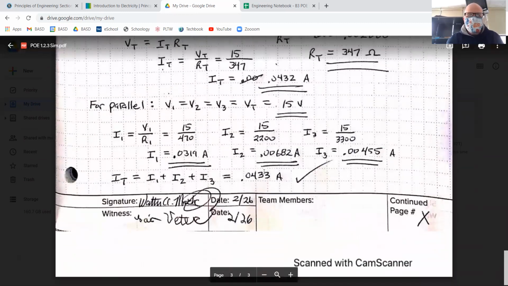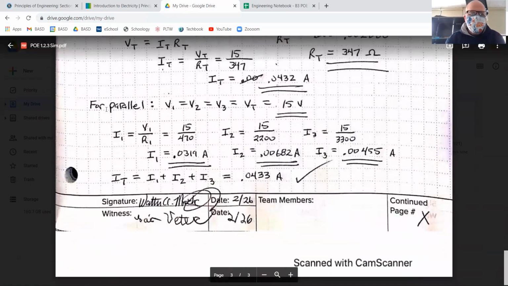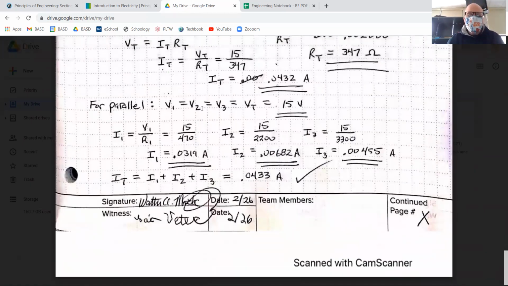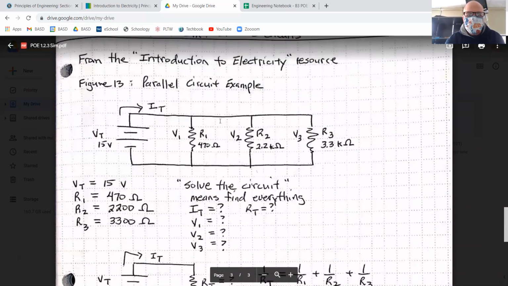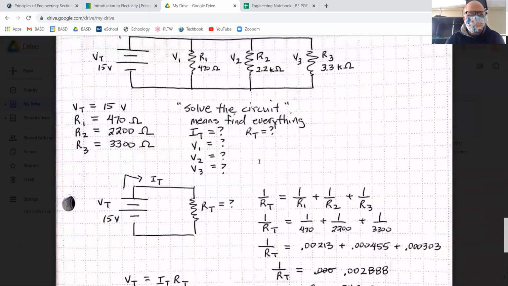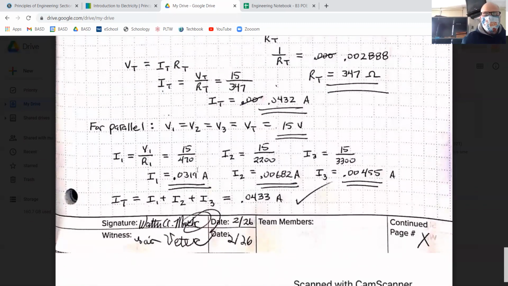So it turns out I looked up in this. Remember this? Yeah, I looked up in there that for parallel circuits, all of the voltages are the same. So this V sub 1, V sub 2, and V sub 3, they're all equal to each other, and they're equal to the total voltage. So that ended up being a lot easier than I expected, that all of the V values are 15 volts.